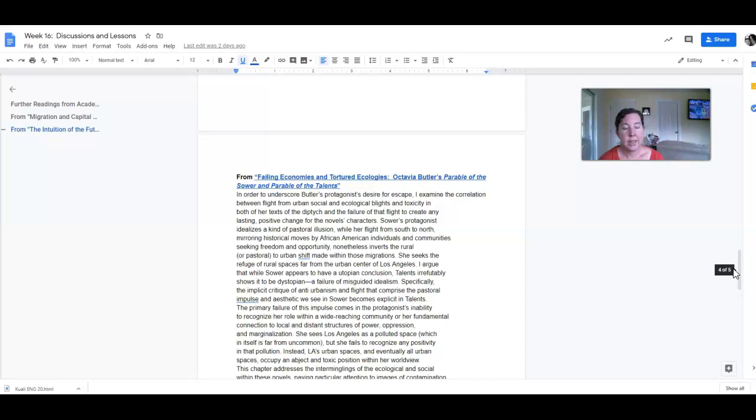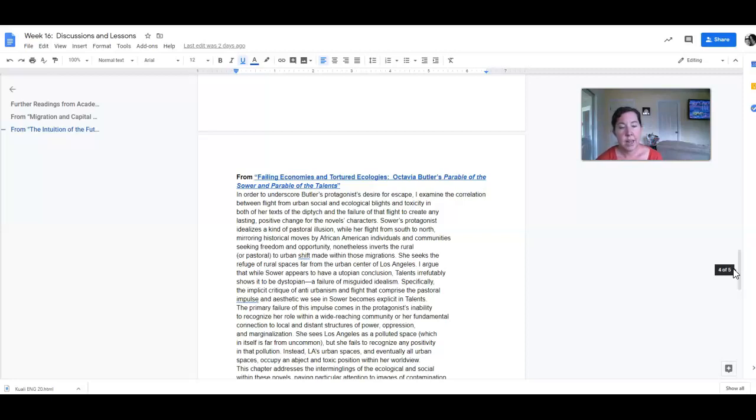And the author in this article wants to underscore Butler's protagonist's desire for escape. So she examines the correlation between flight from urban social and ecological blights to toxicity in both of her texts as a diptych, which is a piece of art that involves two pieces. Often we can look at it as something literally hinged together, folding open in two pieces, but in this case it's the two novels, Parable of the Sower and Parable of the Talents, and the failure of that flight to create any lasting positive change for the novel's characters.